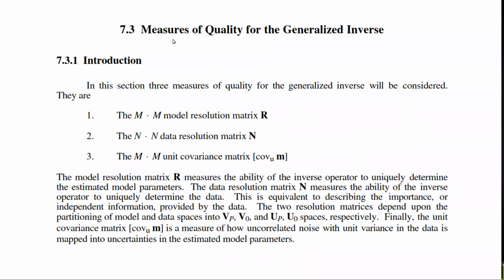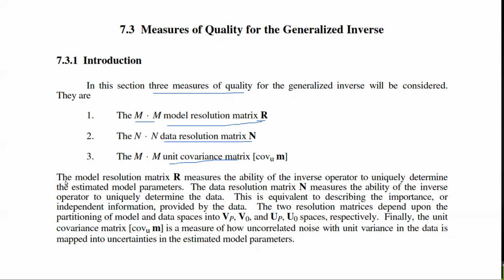We are looking at some measure of quality of the generalized inverse, how good our solution is. So we use three measures of quality. For the generalized inverse, we define an M by M model resolution matrix R, an N by N data resolution matrix N, and an M by N unit covariance matrix called UM.